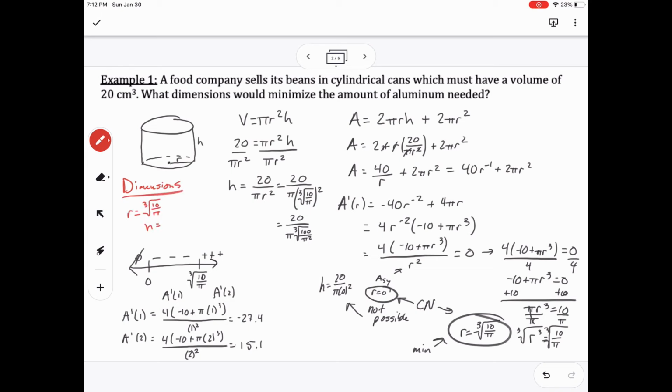So the radius would be the cube root of 10 divided by pi, and the height would be 20 divided by the cube root of 100 divided by pi squared.